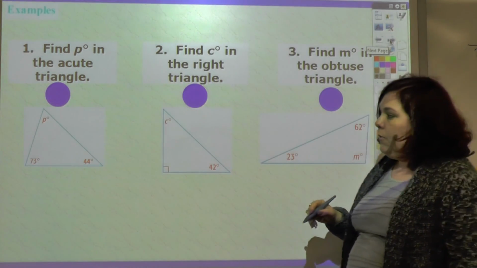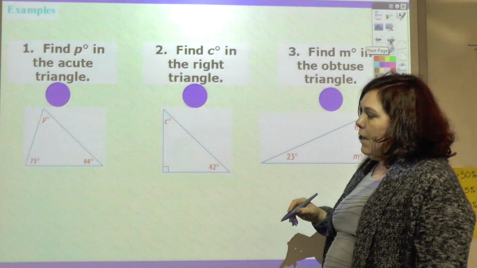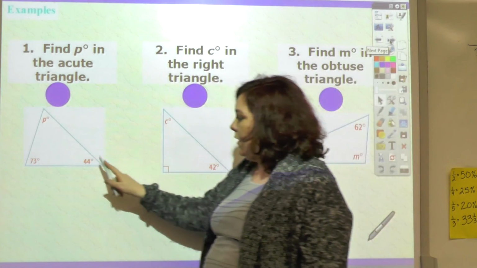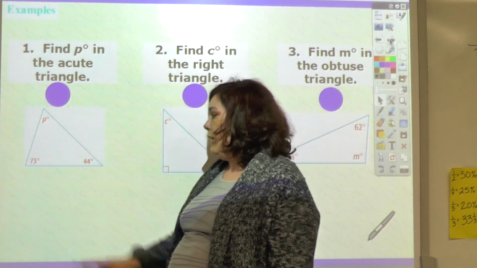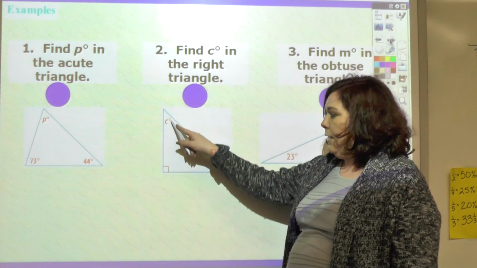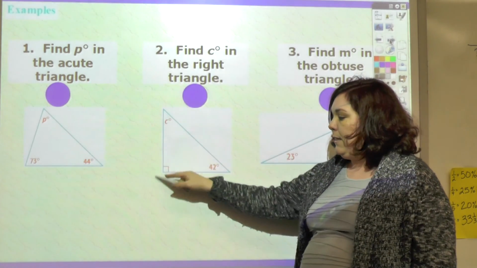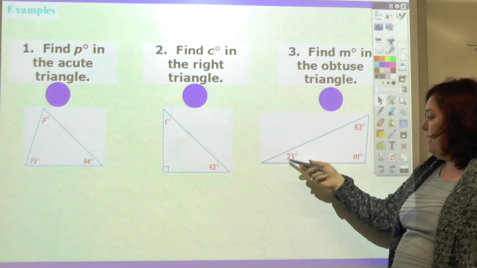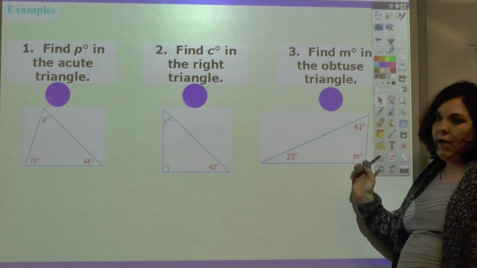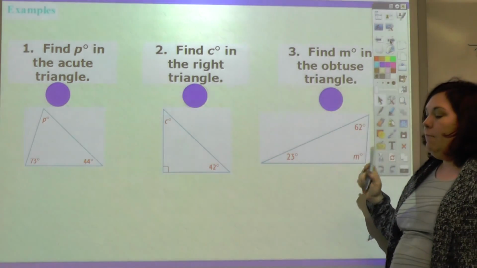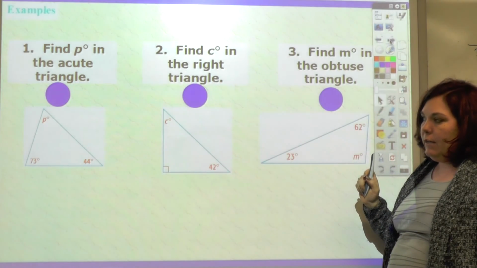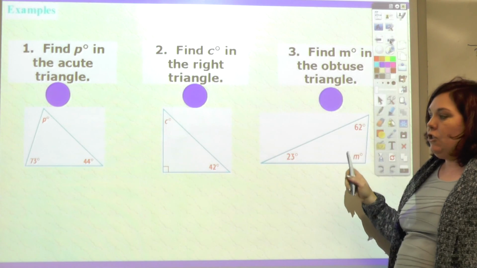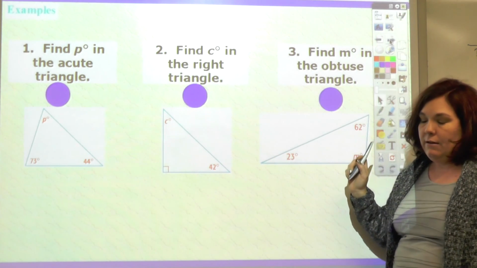Now you're going to find the missing angle in an acute triangle. Of course these are going to add up to 180, but what do you know about this angle? There's not a number on it, but these two plus this one are going to add up to 180. So come back and check your work, do these, then pause, check your work, and go on.